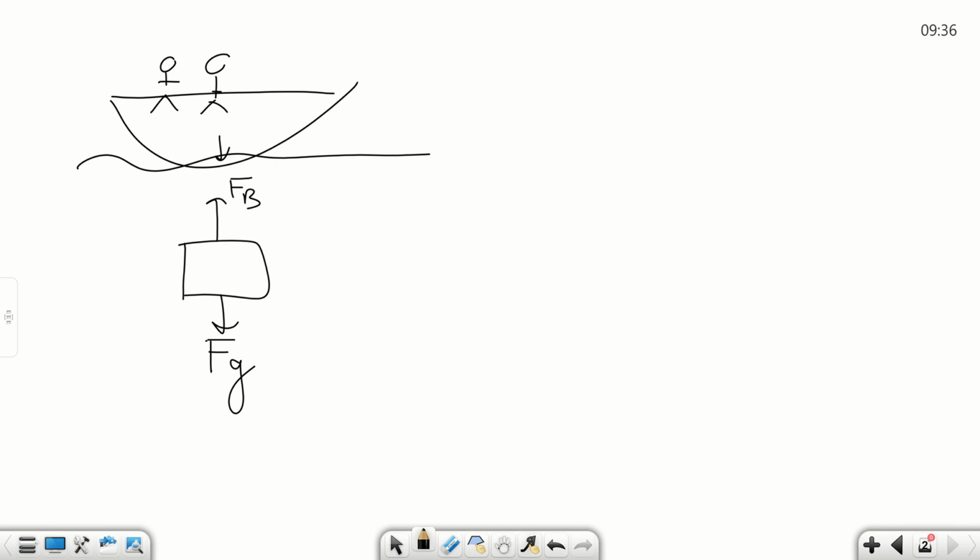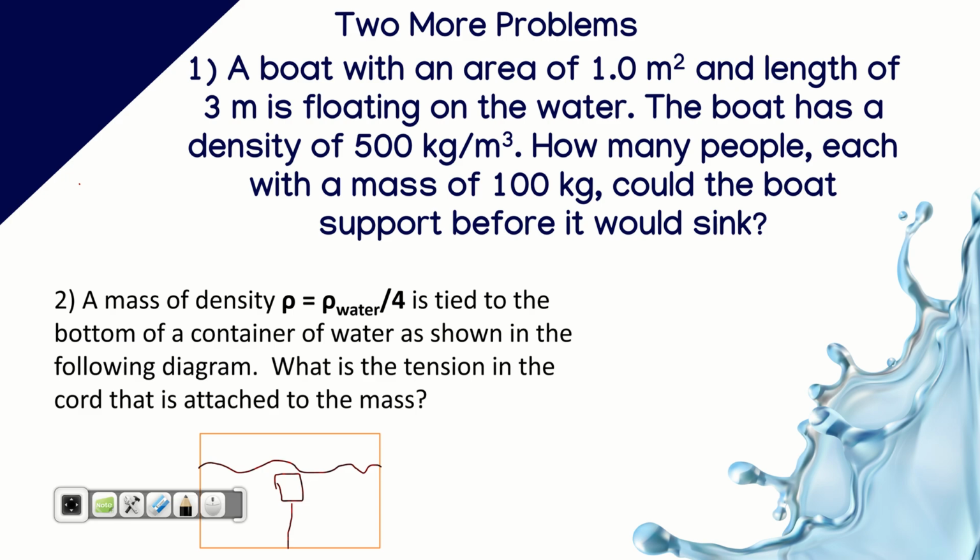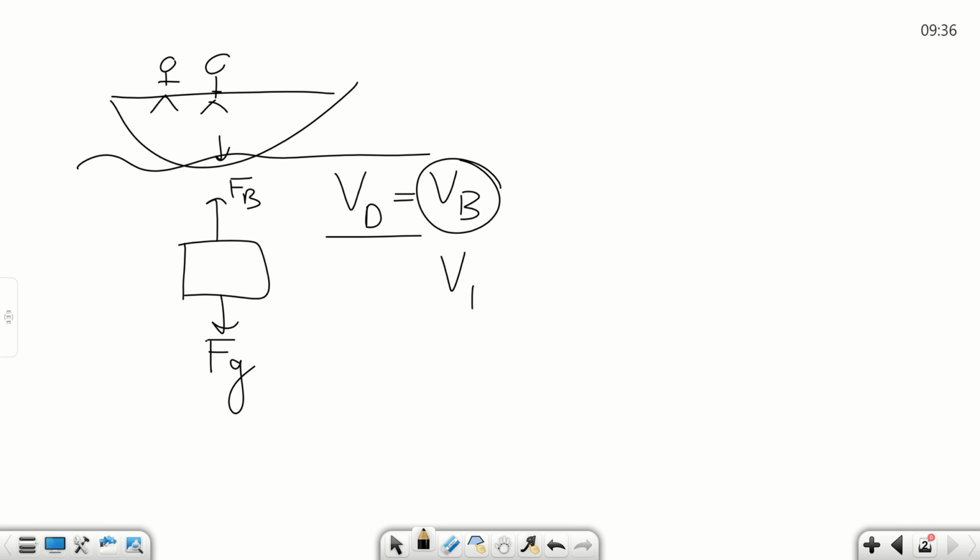So what we can do, okay, is we also need to figure out the volume that is displaced, which would equal then the volume of the boat. Because once I have the whole boat underwater, that's the total volume that's displaced underwater. So I can do that by simply doing, so I'm going to go back. I have the area of the boat and then the length, that would be height, whatever you want to call it. So the volume of the boat is simply 1 times 3. So 3 meters cubed, okay, is the volume of the boat.